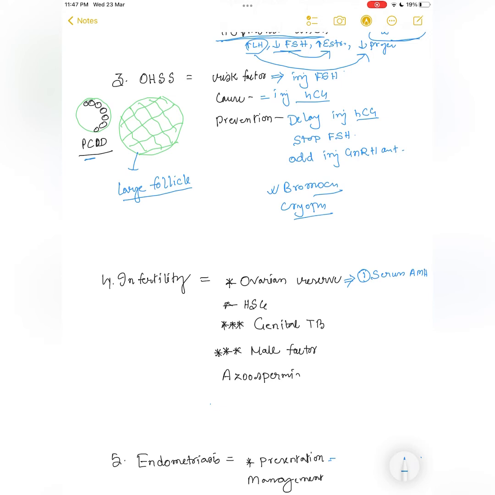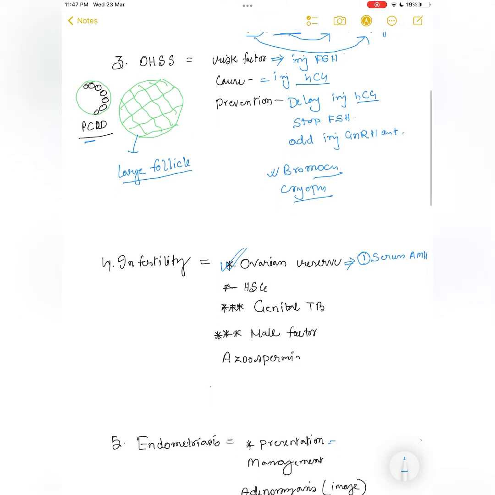Next is HSG. Hysterosalpingography is very, very important. Firstly, in case of HSG, you have to know the various uterine anomalies, like didelphys, bicornuate, and septate uterus.